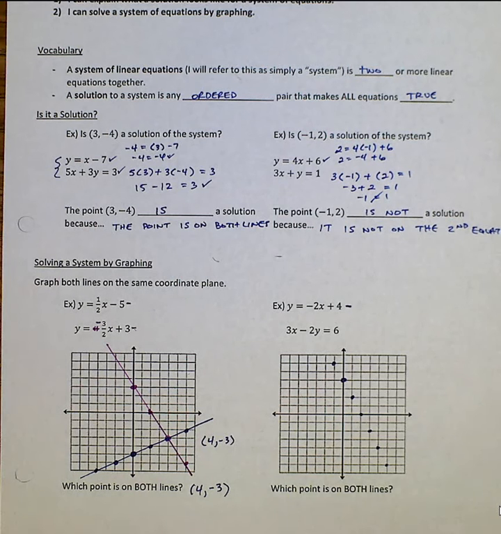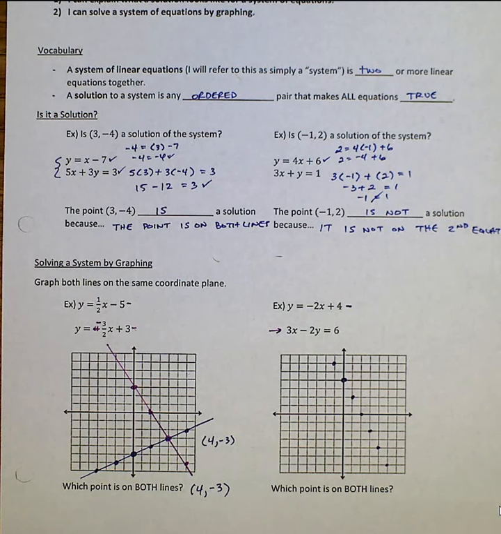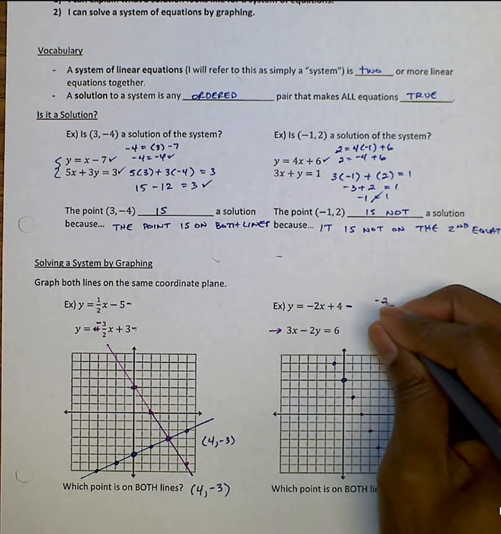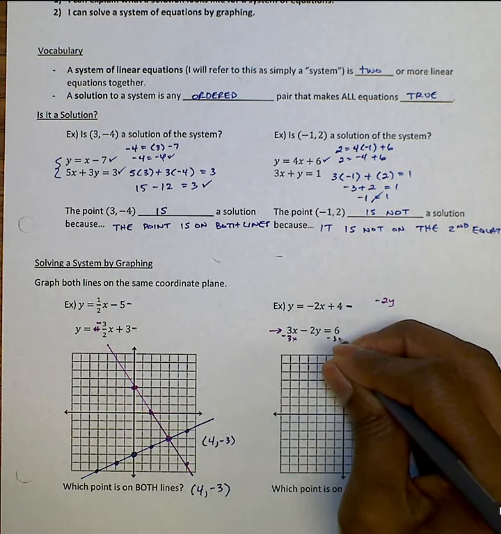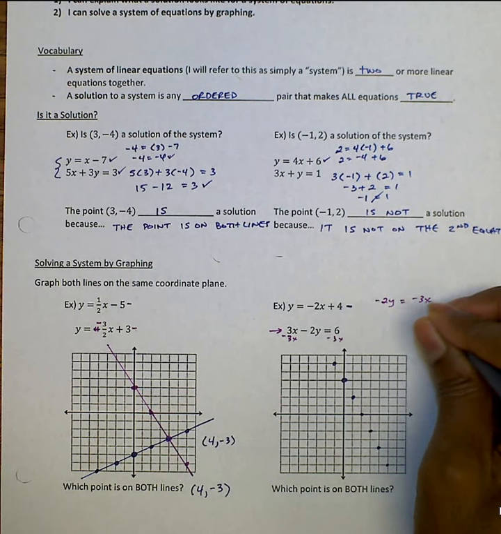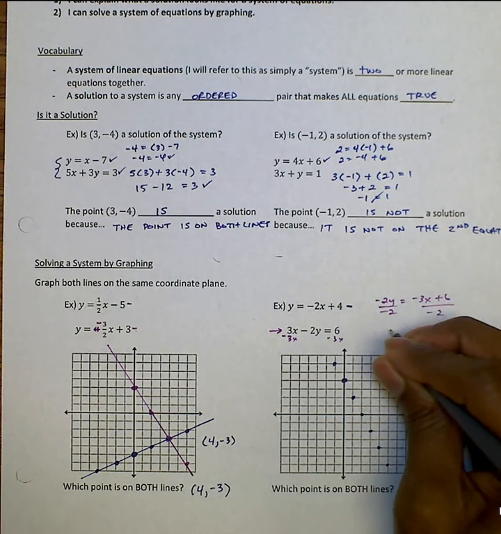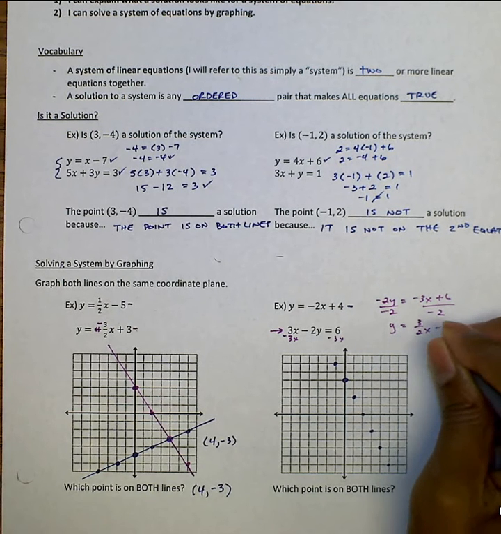Our second equation is not in slope-intercept form. It's actually in standard form. So you could graph in standard form if you choose to. I am going to change it to slope-intercept form. To do that, I'm getting y by itself. I'm going to subtract 3x from both sides, plus 6, and then I'll divide by negative 2. And so y will equal 3 halves x minus 3.